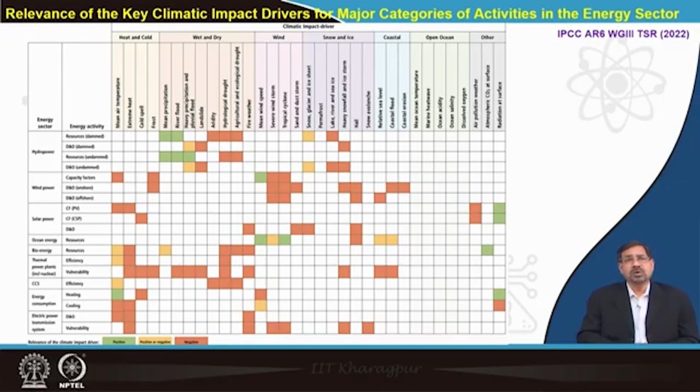Similarly, if you see the total matrix, most of the places it is red or orange or yellow, and very few places it is green. So, it means that there is relevance of these key climate impact drivers for all these categories of activities in the energy sector. If we do this, then perhaps we can negate, alter, and reverse many of these climate induced changes and thereby contribute towards mitigation measures.